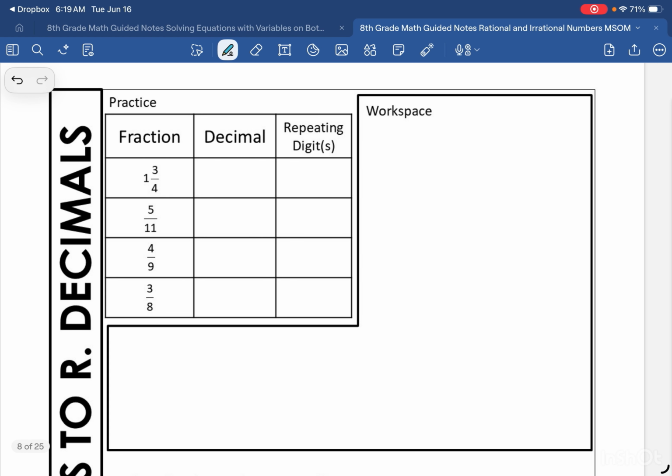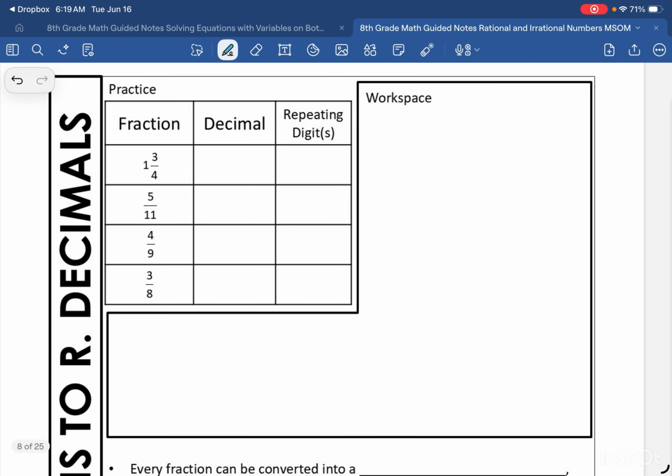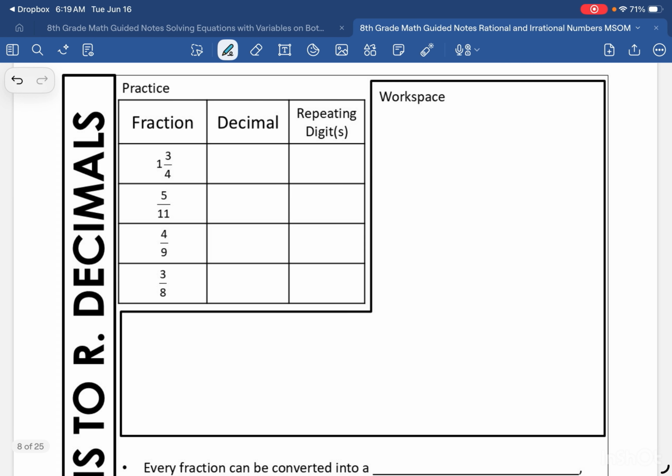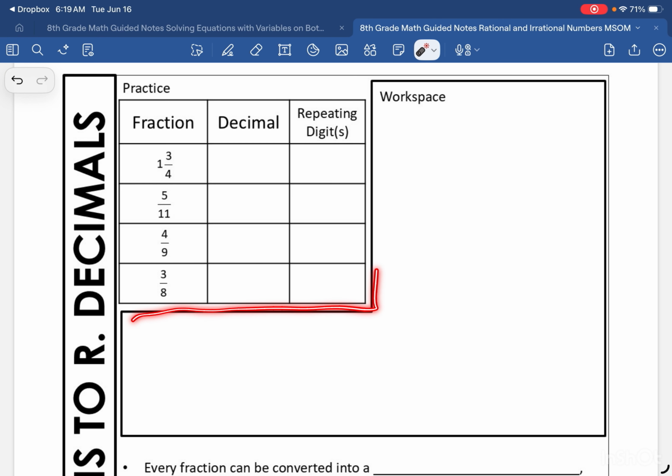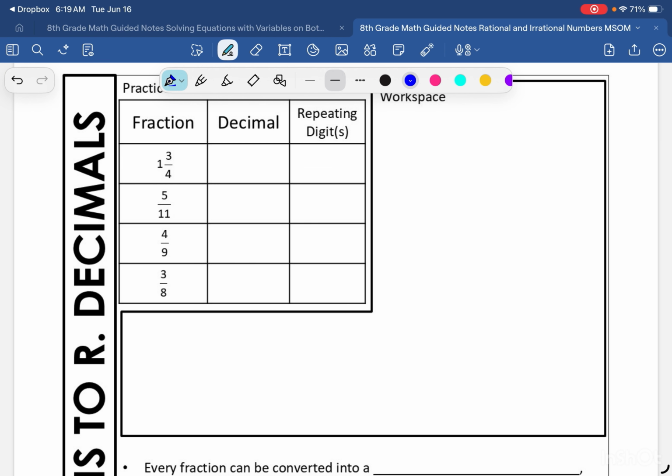Practice. We are given fractions and we are to write them as decimals and identify the repeating digits. We're given workspace over here to work if we need to divide any out. 1 3/4. You should know that 3/4 is 0.75. So 1 3/4 as a decimal is 1.75. If you don't know that, you can divide it out. The repeating digit here is going to be the 0. There is a 0 invisible after the 5 that will repeat infinitely.